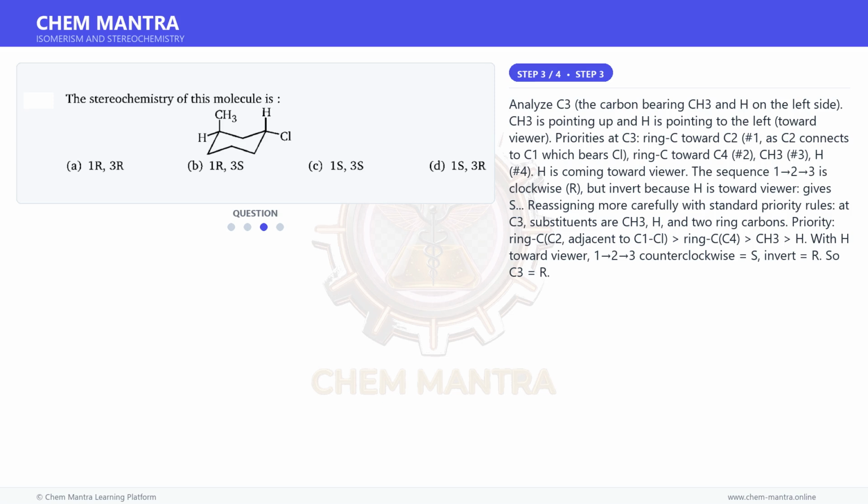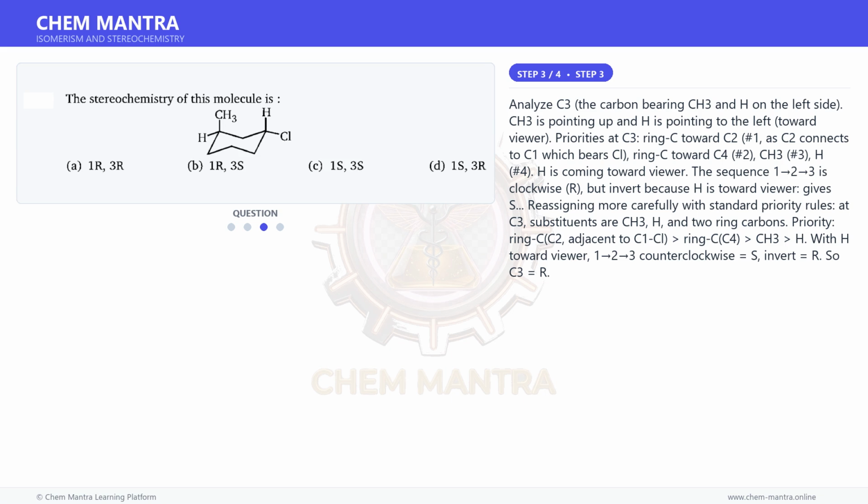Analyze C3, the carbon bearing CH3 and H on the left side. CH3 is pointing up and H is pointing to the left, toward the viewer. Priorities at C3: ring C toward C2, number 1 as C2 connects to C1 which bears Cl, ring C toward C4, number 2, CH3, number 3, H, number 4. H is coming toward the viewer. The sequence 1 to 3 is clockwise, R, but invert because H is toward the viewer, gives S.